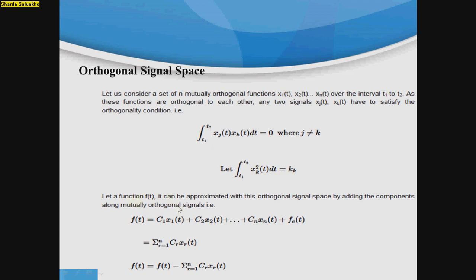Let the function f(t) be approximated within this orthogonal signal space by adding the components along the mutually orthogonal signals. f(t) = c1 x1(t) + c2 x2(t) up to cn xn(t) + fe(t), which is the summation over r = 1 to n of cr xr(t). So fe(t) is equal to the function f(t) minus the summation over r = 1 to n of cr xr(t).